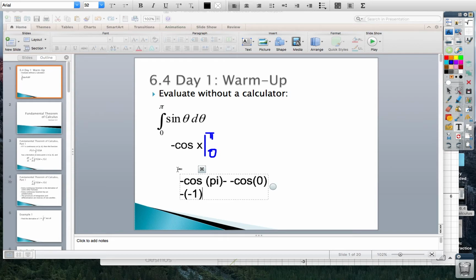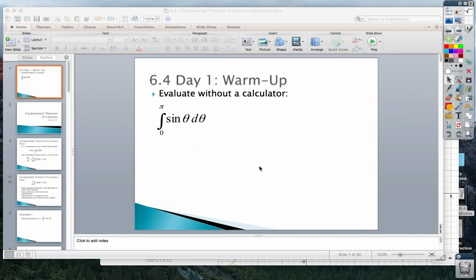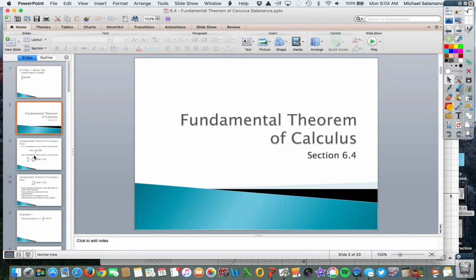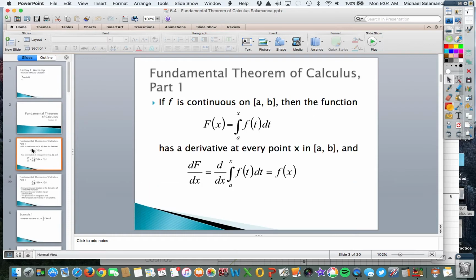And then the two negatives become a positive here. And cosine of 0 is equal to 1. Therefore, this is equal to 2. So hopefully your answer checks out. Let's go on and talk about the fundamental theorem of calculus.